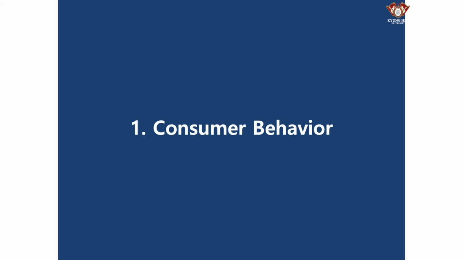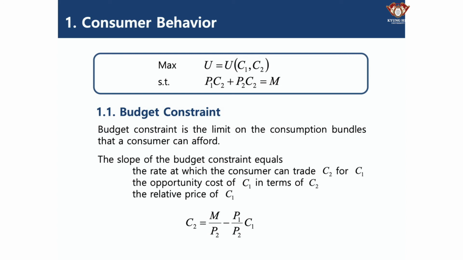Okay, section 1, consumer behavior. As I said before, consumers solve this problem in a two-good, two-factor economic model. The utility function is like this, C1 and C2, subject to the budget constraint, P1 C1 plus P2 C2 is equal to M. M is income, P1 C1 is spending on good 1, and this is spending on good 2. Spending on two goods cannot be higher than your whole income. You cannot consume more than your income, simply talking.